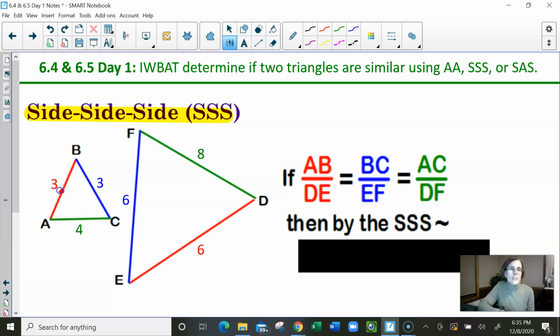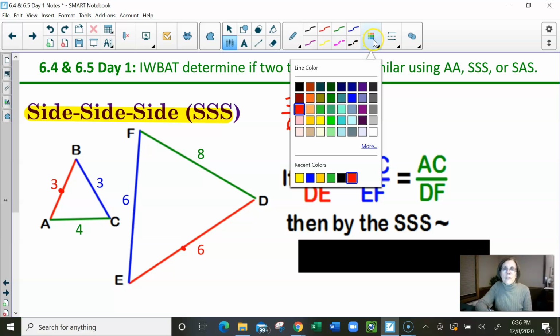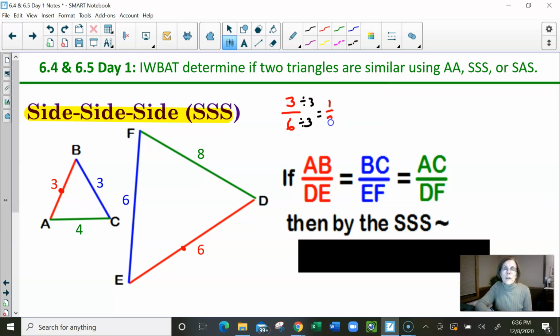So in these triangles, I have triangle ABC, and it's been enlarged. The corresponding side is DE. So those two sides are corresponding. The length of AB is 3. The length of DE is 6. If we simplify that ratio, how can we simplify 3/6? What would that equal? I could divide top and bottom by 3, and it will equal 1/2.